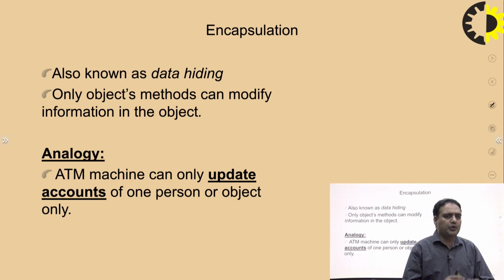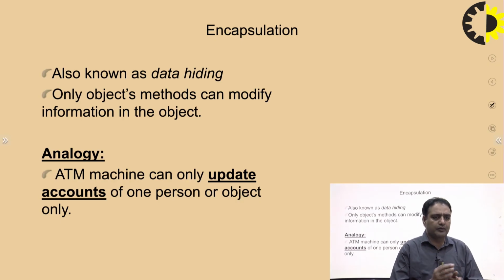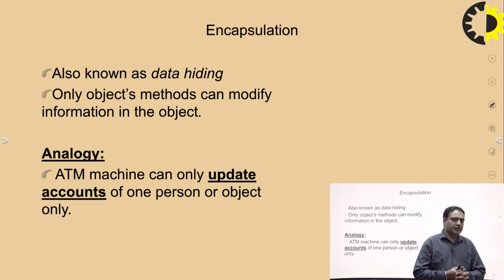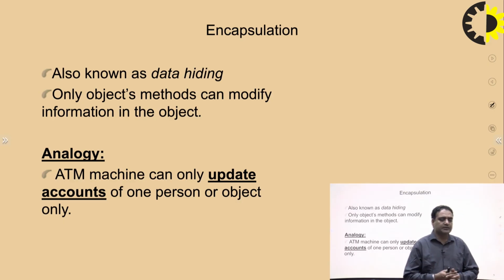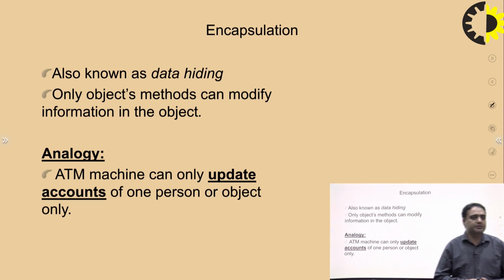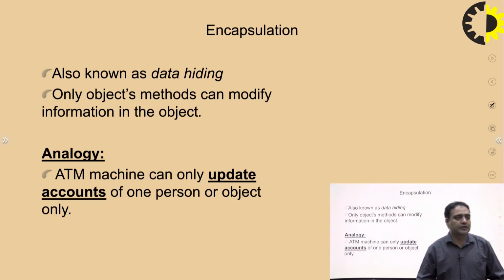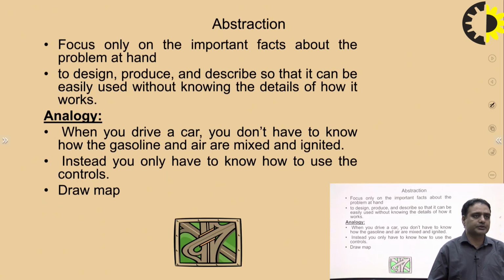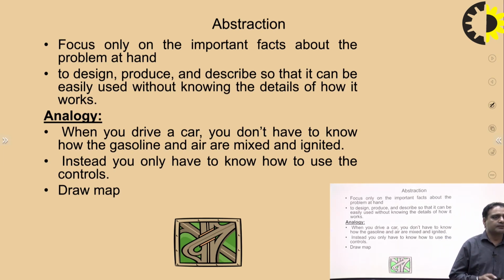That is how you can wrap the data in a secure environment, in a secure way. You cannot use the particular data or method outside of the class if it is declared as private. So it is also known as data hiding: only an object's methods can modify information in the object. That is, the ATM machine can only update the account of one person or object only. Next is abstraction: focus only on the important facts about the problem at hand.